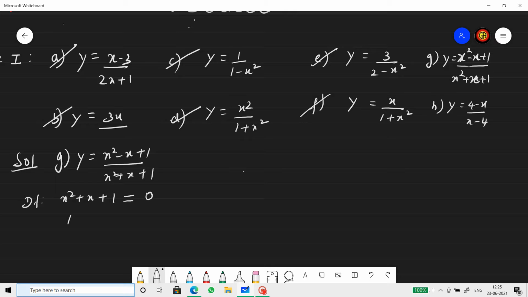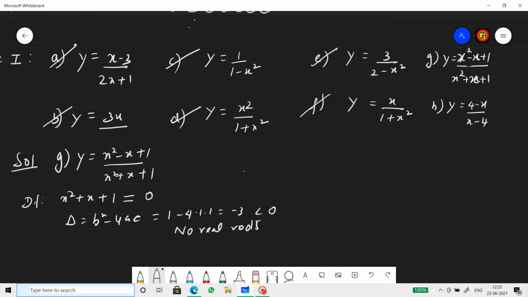Being a quadratic equation, I like to check the discriminant here. b square minus 4ac. So what do we get? I get 1 minus 4 into 1 into 1. So that means minus 3, which is less than 0. So no real roots. Isn't it? No real root exists.